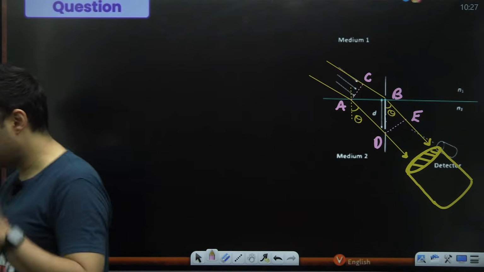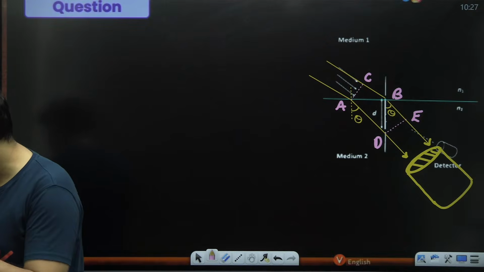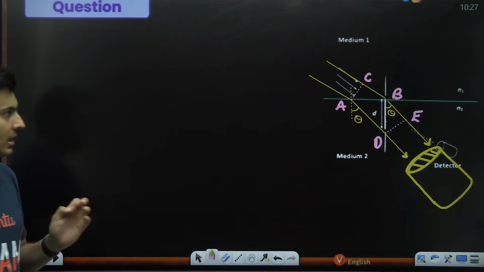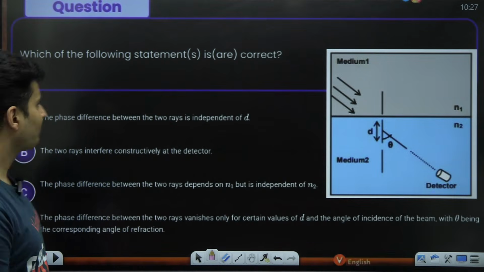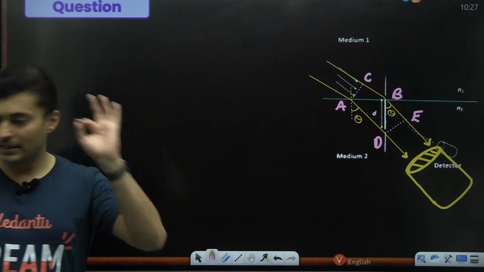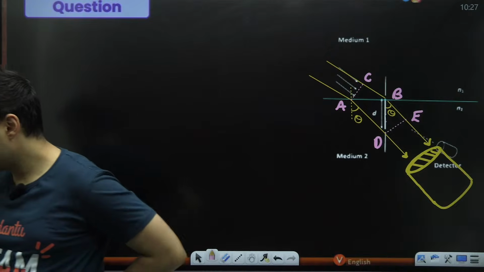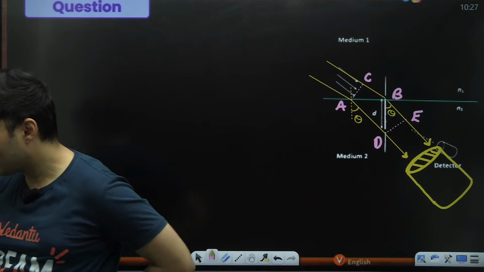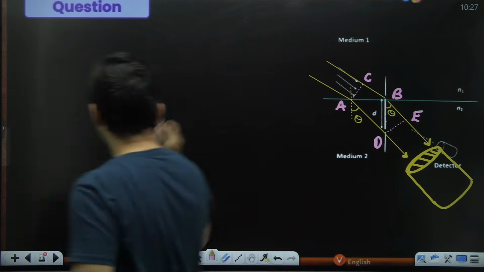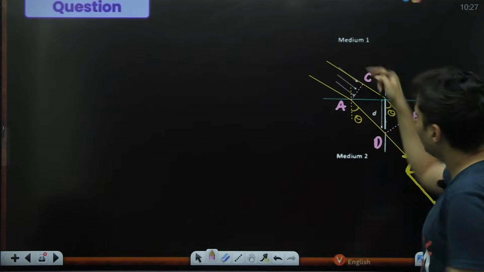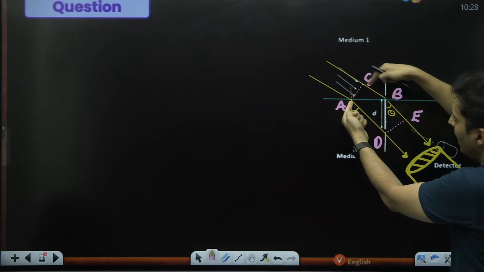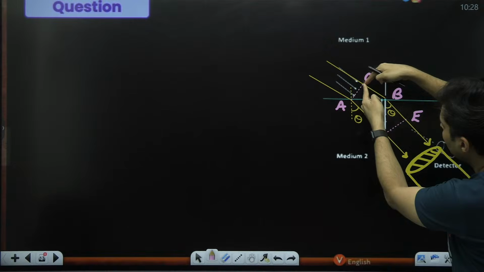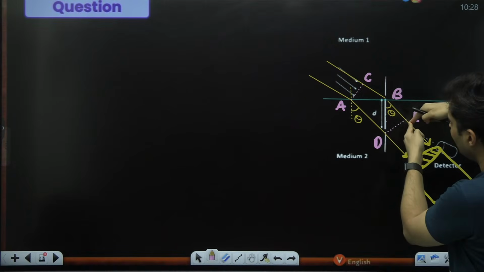Now quickly think and tell me what will be exactly the path difference. Quickly think and tell me what exactly will be the path difference, guys. Yes, these rays till this point C and A were together. After this, this ray had to travel CB and B.